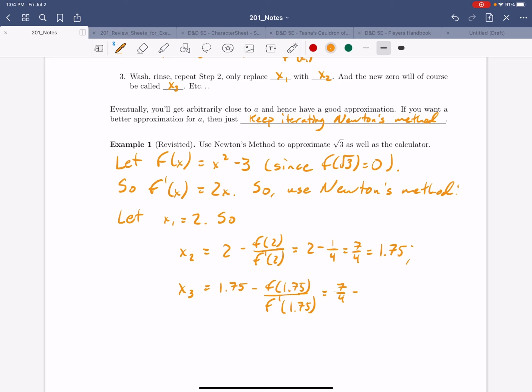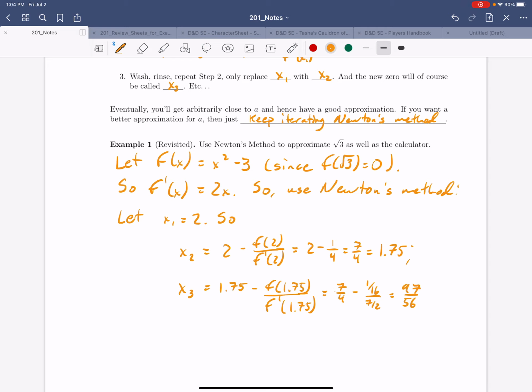49/16 when you square it minus 3, which is 48/16, gives you 1/16 up here. And then f prime of 7/4 is going to be 7/2. Reduce that, you get 1/56. So you have 7/4 minus 1/56, or 98/56 minus 1/56. So you wind up getting 97/56. Okay, so not the nicest looking thing in the world, but I'm approximating the square root of 3. It's not supposed to look all that nice.